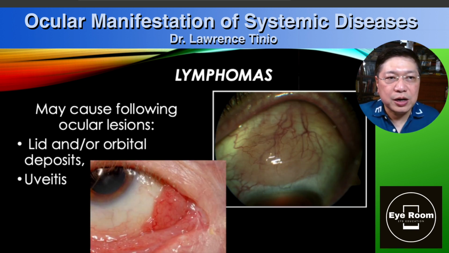Lymphomas may also have ocular lesions, and we've had cases whose presenting symptom for lymphoma is actually the ones in the eye. It may produce lid and orbital deposits like what you can see here. The picture on the left and the right are the lymphoma deposits, and sometimes uveitis or inflammation inside the eye. It could be in front, it could be at the back. So in those cases, you need to rule out cases of lymphoma, especially if you see these structures at the sides of the eye.